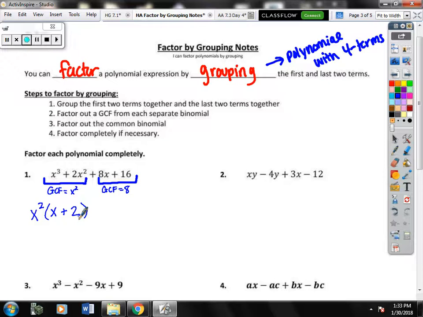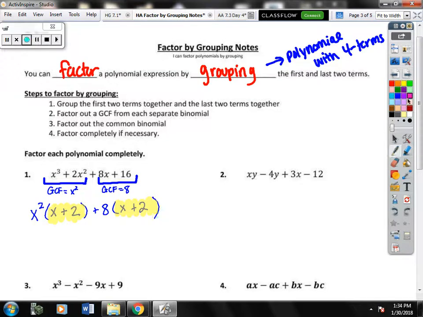Now in the second one, I'm going to factor out an 8. Now because it was a positive 8, I am going to put a plus 8 here. 8x divided by 8 is x. 16 divided by 8 is plus 2. If you've done this correctly, and if you've successfully factored by grouping, you should get the exact same binomials, x plus 2 and x plus 2. If you get different ones, then you can't actually factor it by grouping.